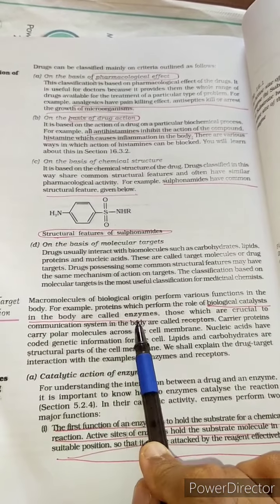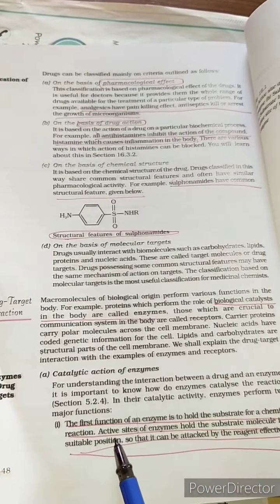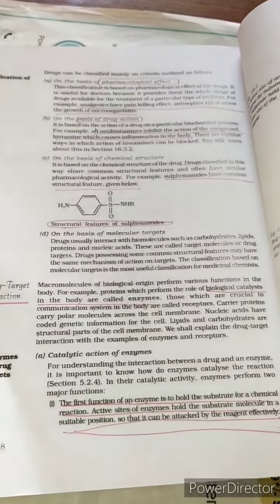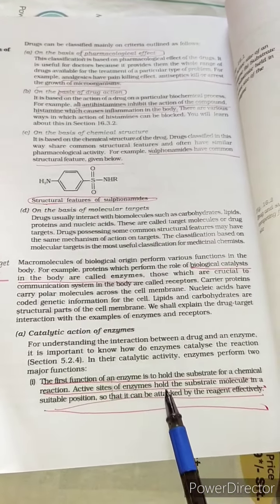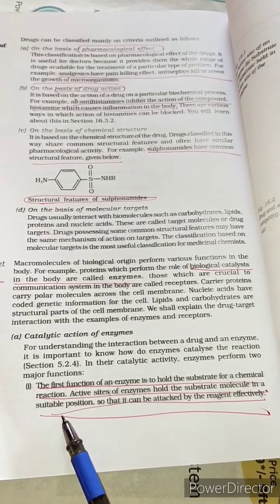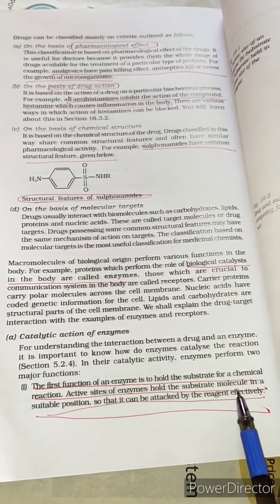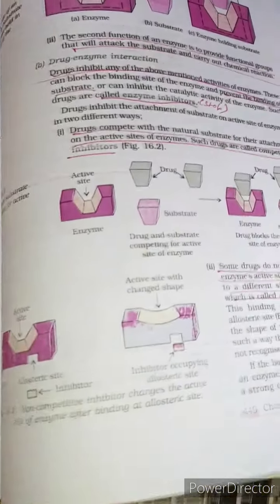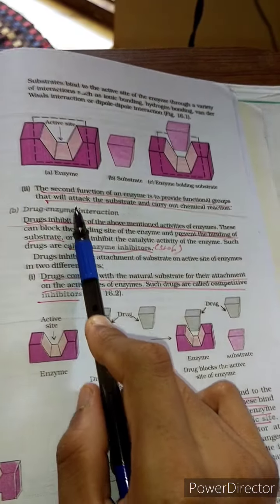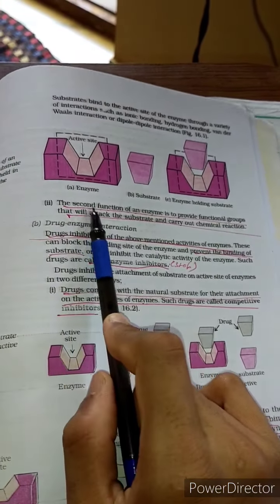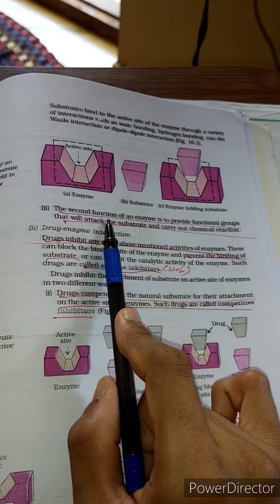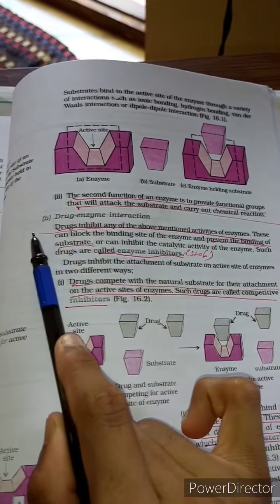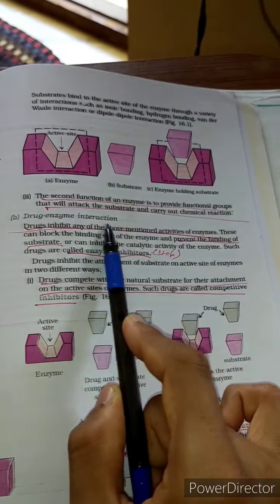Biological catalysts in the body are known as enzymes, and let's study the catalytic activity of enzymes. The function of an enzyme is to hold the substrate for a chemical reaction. Active sites of the enzyme hold the substrate molecule in a suitable position so that it can be attacked by the reagent effectively. The second function of the enzyme is to provide a functional group that will attack the substrate and carry out the chemical reaction. Now let's study drug enzyme interaction.